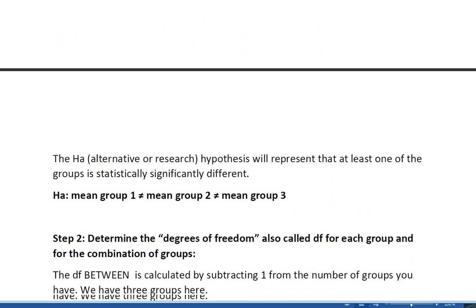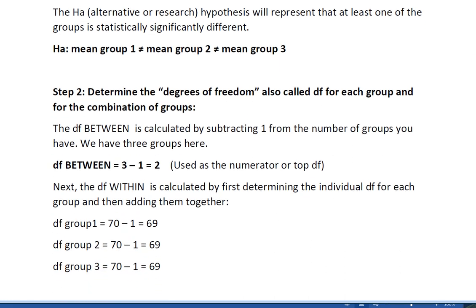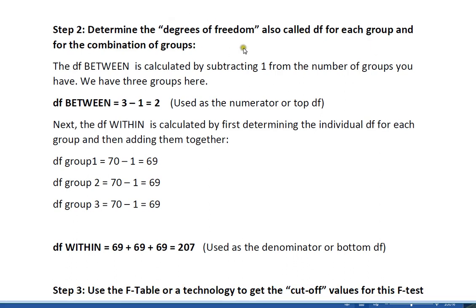The alternative or research hypothesis is that there is a statistically significant difference between one or more of these groups. And so HA looks very much like HO, except it contains the not equal signs. If any one of these groups is statistically different, the ANOVA test result will be significant, but we'll come to that. In the second step, we have to calculate all of our degrees of freedom so that we have that information when we're ready to calculate the actual F test.